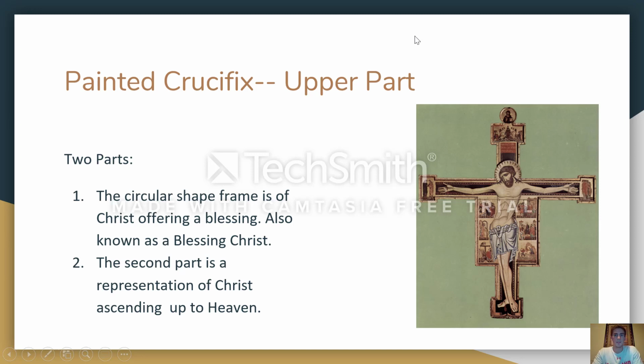The upper part of the Painted Crucifix. I feel like in order to analyze this piece of artwork, you have to look at each individual part because it all tells a story. That's another reason why this is one of my favorites. I feel like it says so much. It symbolizes so much as well. The upper part is at the top of the cross, as you see. It's a circular shaped frame of Christ offering a blessing, also known as a blessing of Christ. Directly below that, it's a scene where Christ is ascending into heaven.